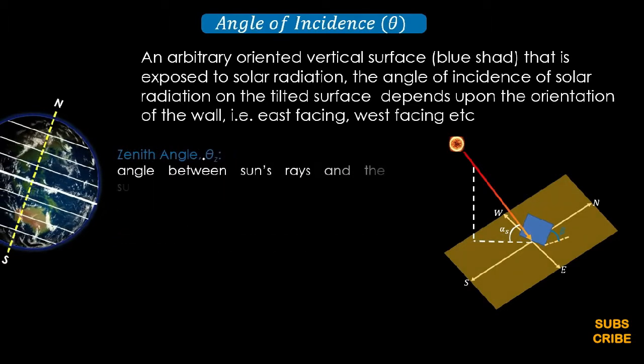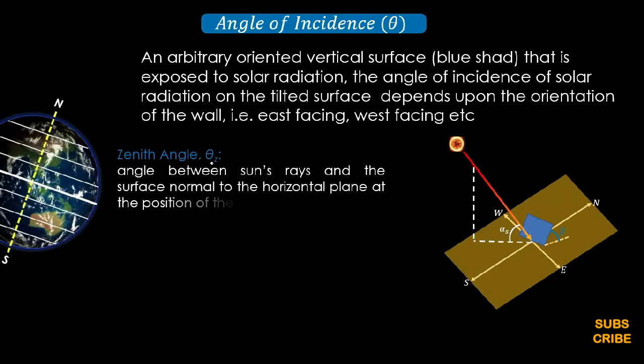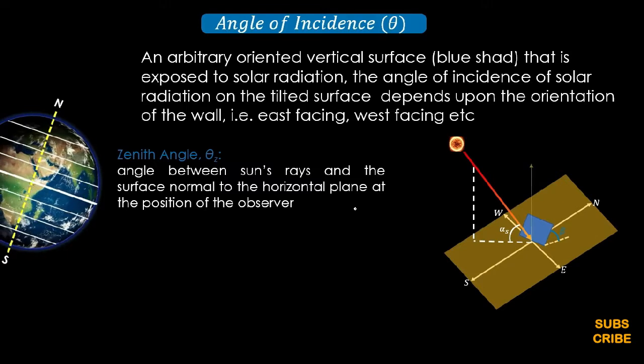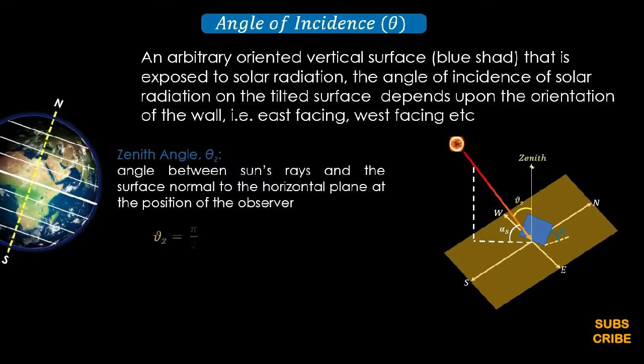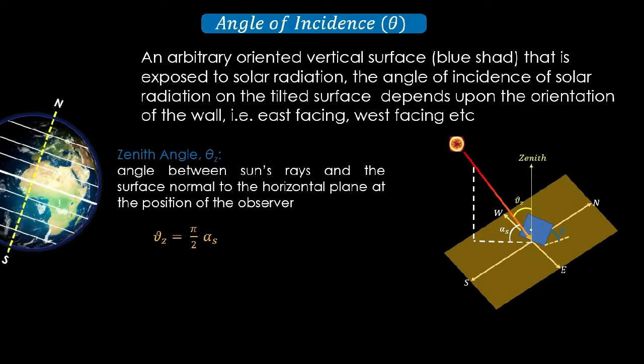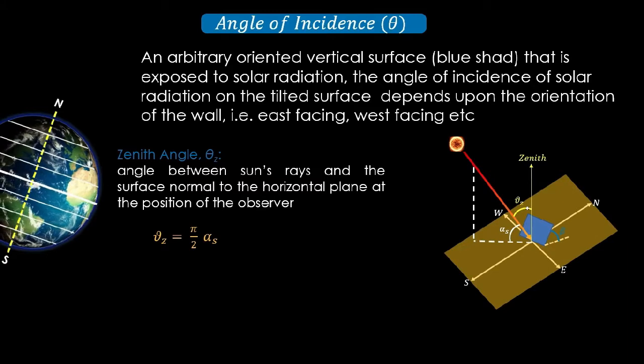Now zenith angle, denoted with symbol theta z, is the angle between the sun rays and the surface normal to the horizontal plane at the position of the observer. Now we can see this is the zenith, the normal to the horizontal surface, and the angle between the sun rays and the normal to the horizontal surface. This is theta z, the zenith angle, and this can be calculated by this expression: theta z is equal to pi by 2 minus alpha s, the altitude angle.